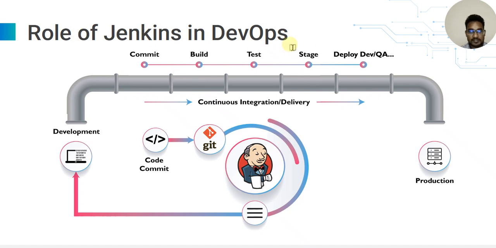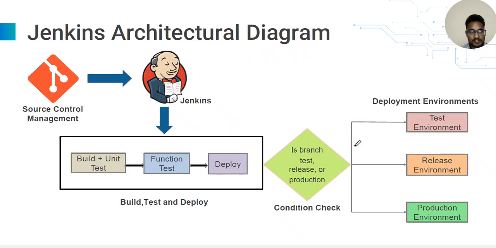Role of Jenkins in DevOps. Next topic is Jenkins architecture diagram. Source control management is Git. Git is a source control management. And Jenkins, Jenkins is a build plus unit test. Next is a function test. Next is a deploy. This part is build, test, and deploy.